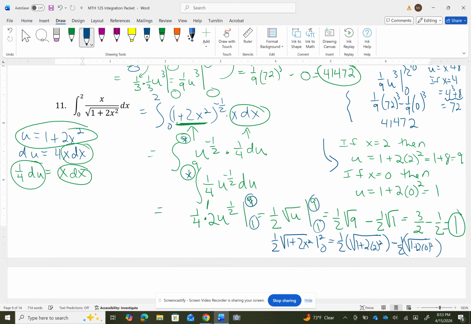So both ways work. Both are going to give you a 1. It's just whether you want to do this work right here ahead of time to find out what the limits of integration would be with respect to u, or whether you want to just have placeholders there and then get the u, get it back to being x's so you can use your original limits of integration.